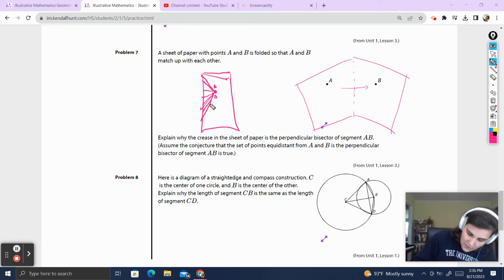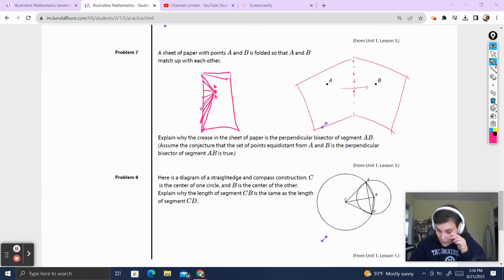All the distances are the same. No matter which direction you go, we're the same distance from the crease. Which tells us every single point on this crease is equidistant from A and B. And we're assuming that the set of points equidistant from A and B is a perpendicular bisector. So because all of the points on the crease are the same distance from A and B, therefore we can assume that the crease of the sheet of paper is the perpendicular bisector.